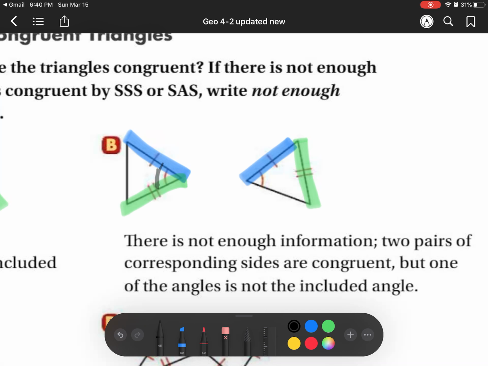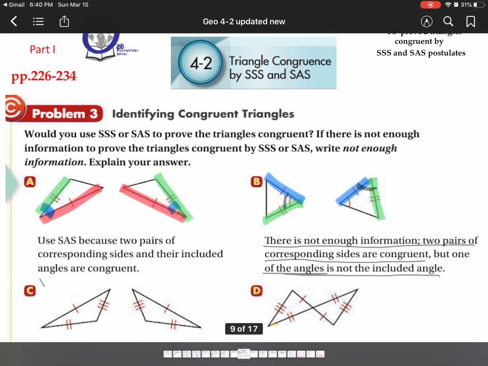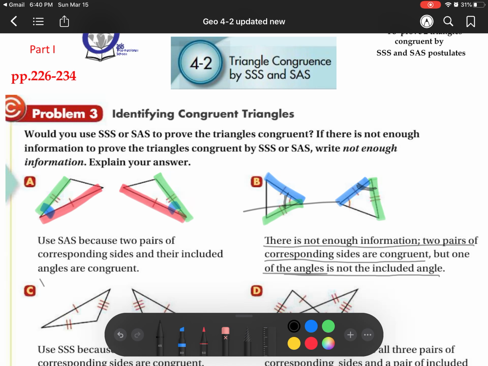Here the angle is in the middle of the side. Does it have the same with the other side? Is this angle given? No. So you say there's not enough information. The two pairs of corresponding sides are congruent, but one of the angles is not the included angle. Okay, let's go and solve.